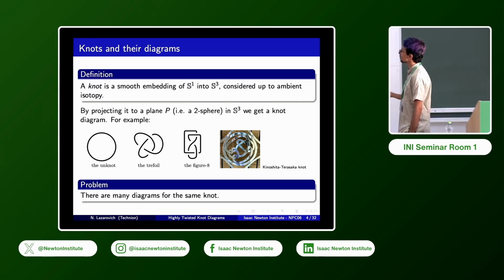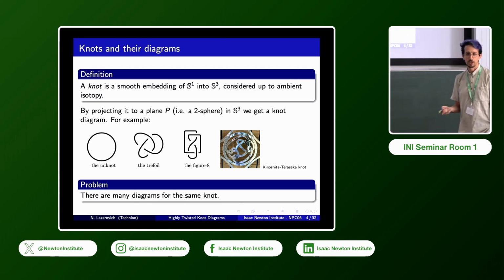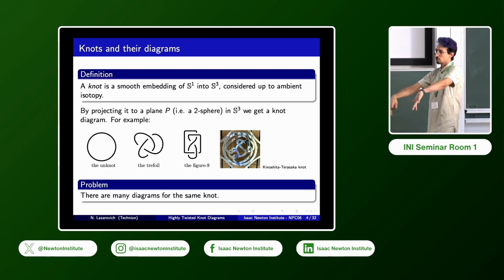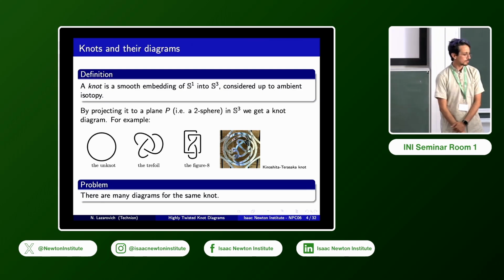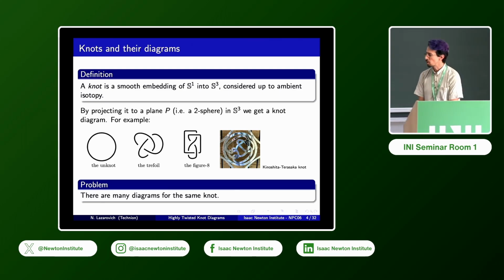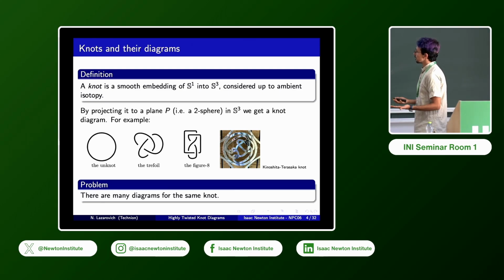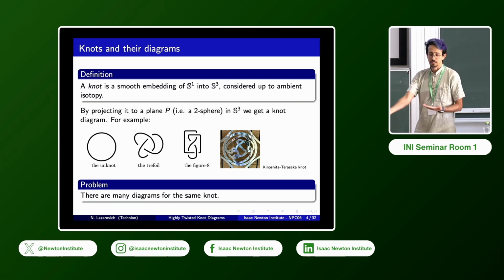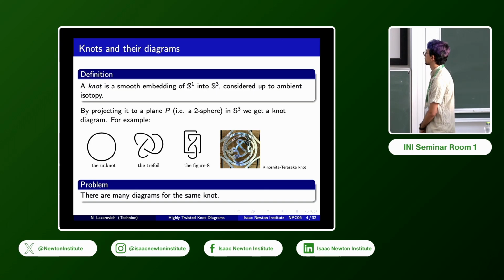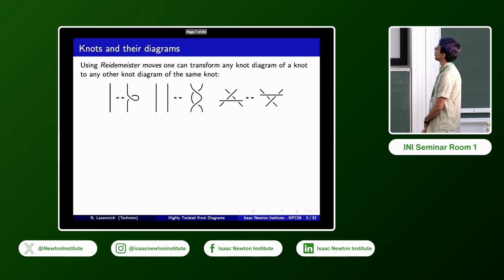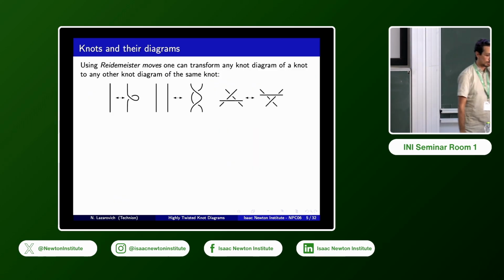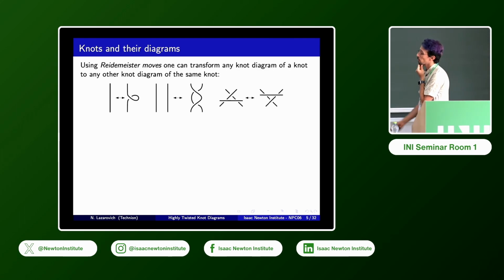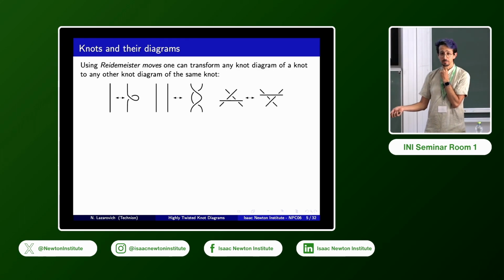But of course, the issue is that there are many diagrams per knot, right? For a knot, you can take some ambient isotopy, then project, and get a different diagram. And maybe the goal is to be able to tell from looking at a diagram what knot it is, or compare two knots. We all know probably that one can use Reidemeister moves to go from any diagram to any other diagram of a knot.